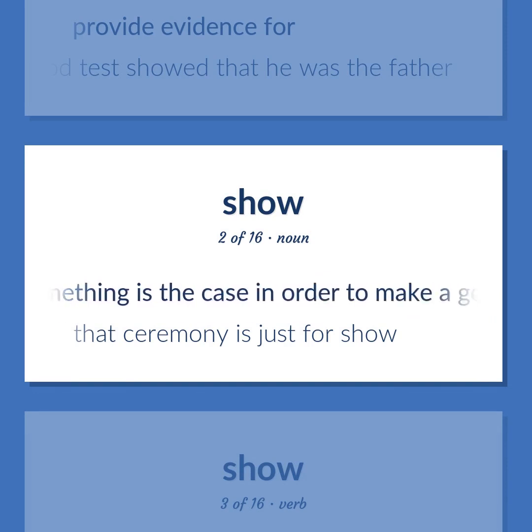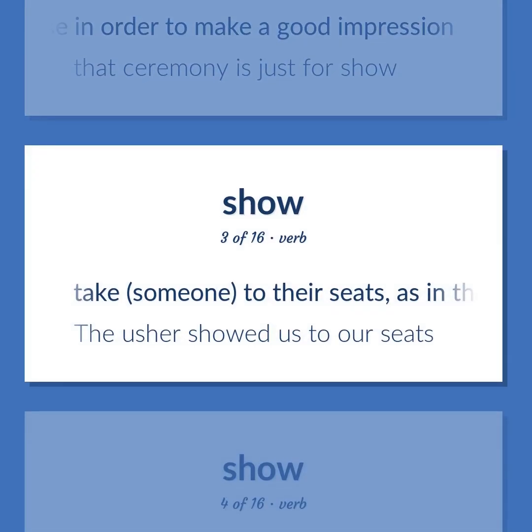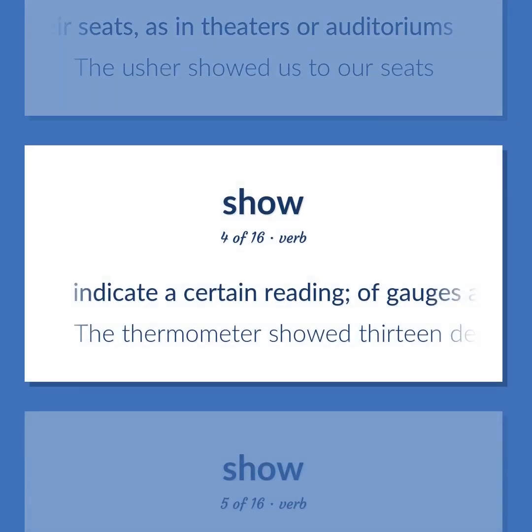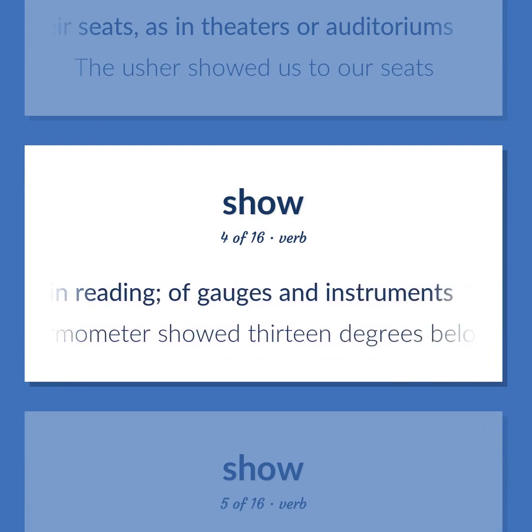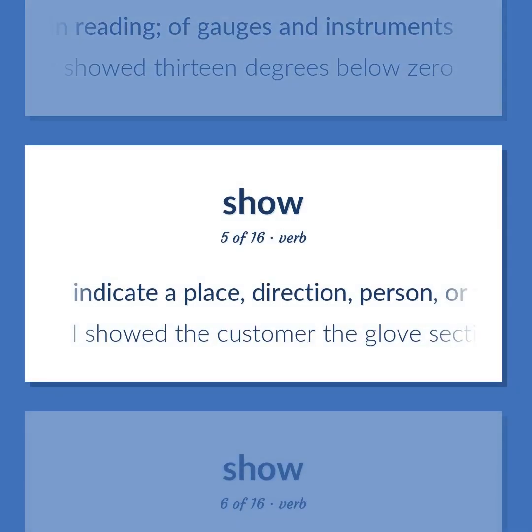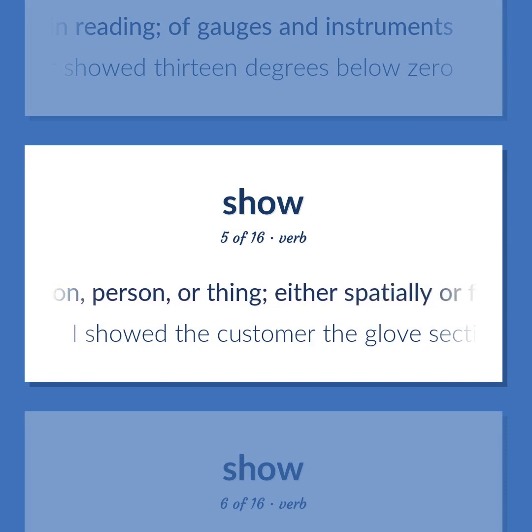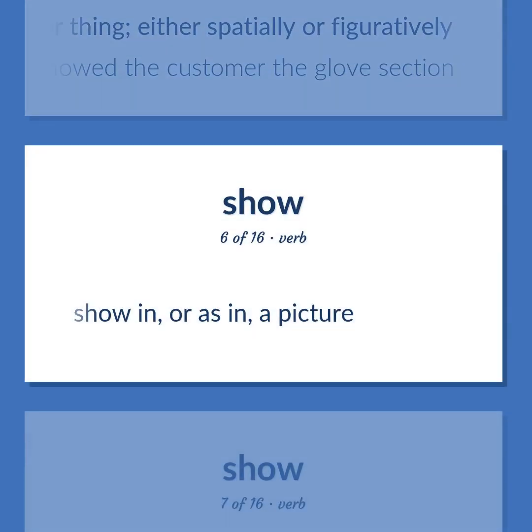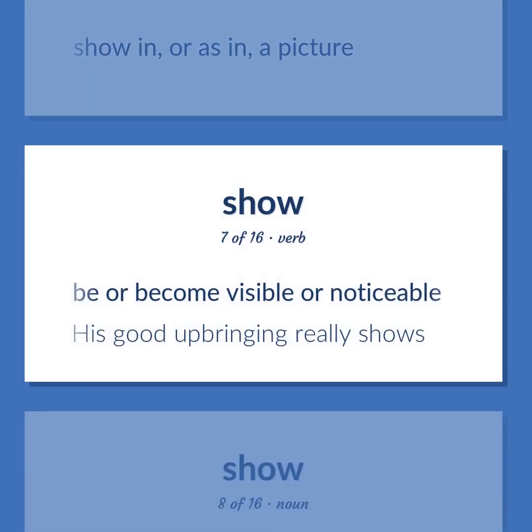Provide evidence for. The blood test showed that he was the father. Pretending that something is the case in order to make a good impression. That ceremony is just for show. Take someone to their seats, as in theaters or auditoriums. The usher showed us to our seats. Indicate a certain reading of gauges and instruments. The thermometer showed 13 degrees below zero. Indicate a place, direction, person, or thing, either spatially or figuratively. I showed the customer the glove section. Show in, or as in, a picture. Be or become visible or noticeable. His good upbringing really shows.